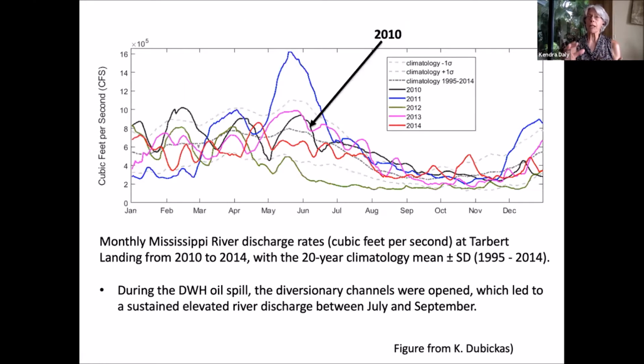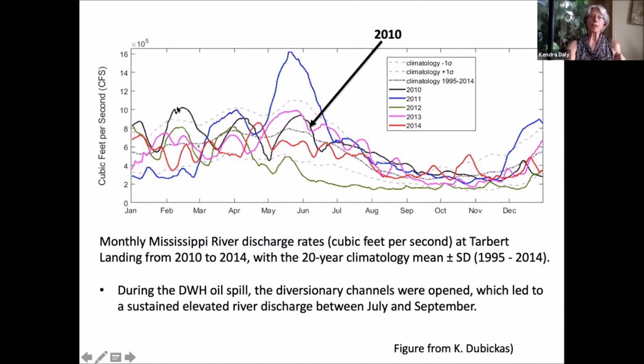So I'm just briefly going to talk about some of the environmental factors. This figure shows the monthly Mississippi River discharge rate between 2010 and 2014. And the dashed gray line is the mean flow for 20 years. So there's lots of variability. There's seasonal variability, there's interannual variability. In general, the Mississippi discharge rates are higher in spring and lowest during fall, as you can see over here.